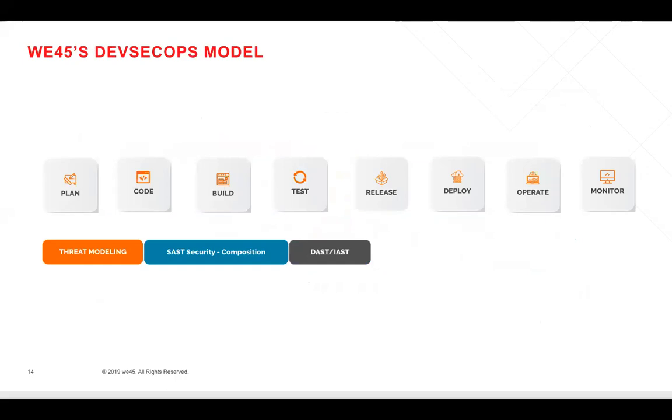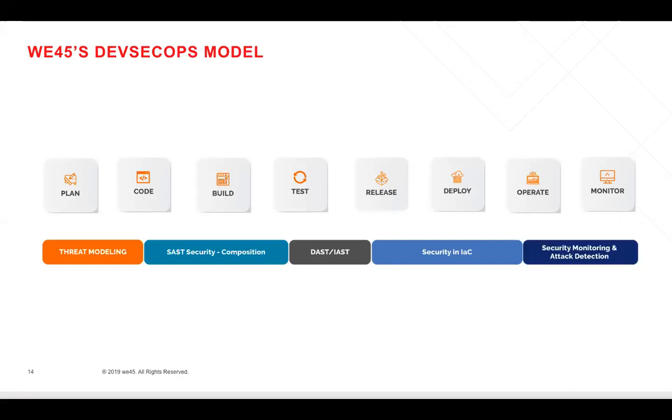Then you would get into the DAST and IAST. And then, for more mature organizations who are looking at continuous development and continuous deployment, you would probably have infrastructure as code also as part of the pipeline. Then finally, you would have the security monitoring and attack detection phase. Now, true DevSecOps in our experience has been about meshing the security phases right into the development phases.